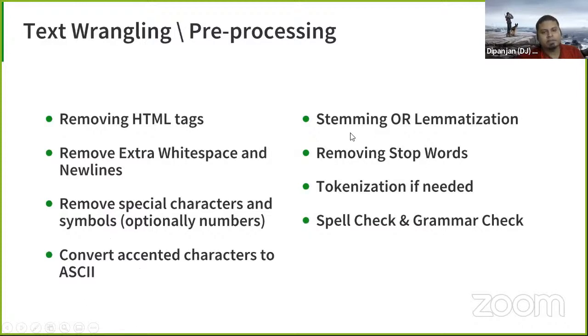Stemming or lemmatization: just something to remember here is that we don't want to do both of them. Sometimes people make a mistake where you first do stemming and then lemmatization. Keep in mind we should go with one of them. You may need to try both, but if you want to keep the semantics of the words, you need to go with lemmatization. Removing stop words is a common step, where we remove words which are not contributing much in terms of meaning. Then we need to do tokenization if it's really needed. Spelling and grammar checks are optional, depending on the type of application you're trying to build.